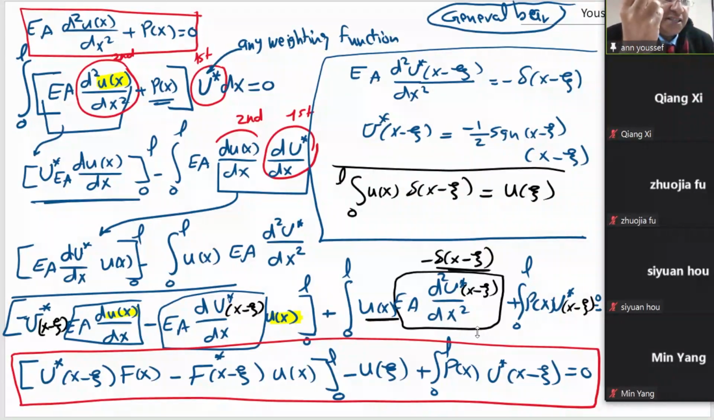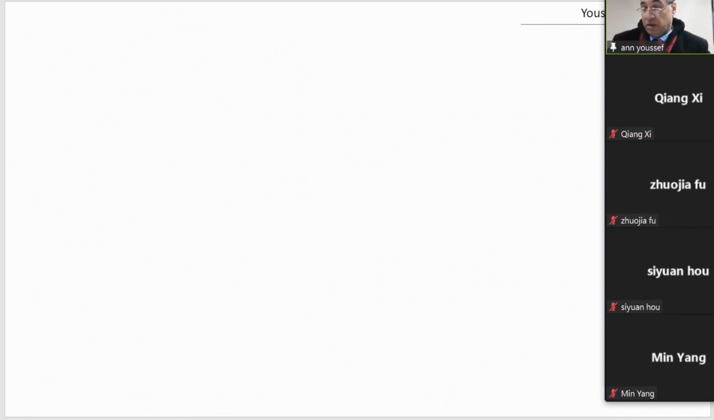The trick is to choose xi at the points of the boundary conditions. Once you choose xi at the points of the boundary conditions, from this equation you will be able to incorporate the boundary conditions inside this equation. If you choose, I will get another slide and I will write it again here.